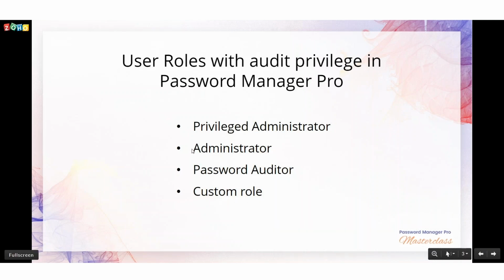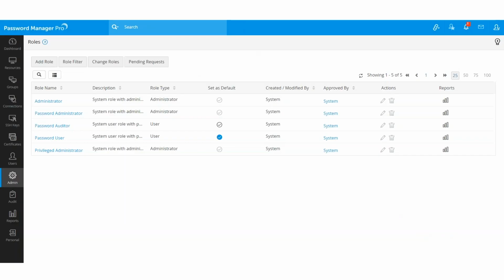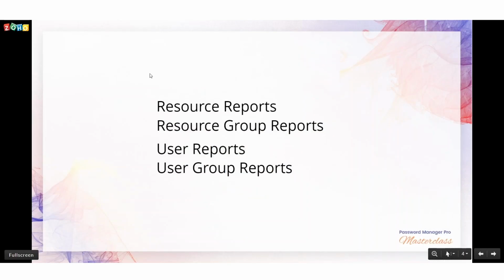So you have to remember, default roles privileged administrator, administrator, and password auditor only will have access to audits and reports. Whereas if you want any other users, you have to create a custom role as you wish. So these are the roles that require permission to view the audits and reports in Password Manager Pro.